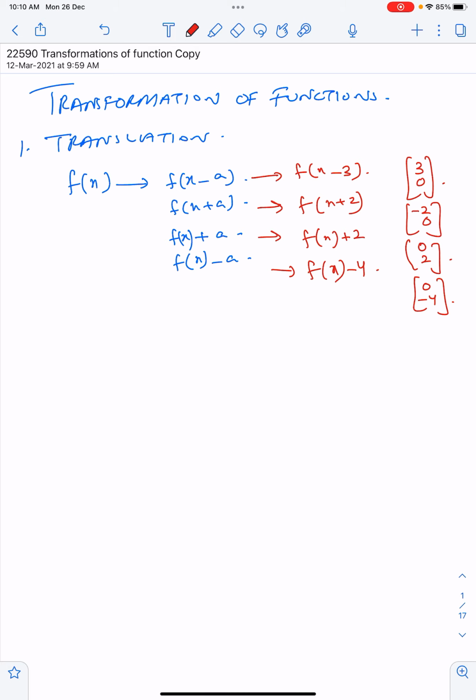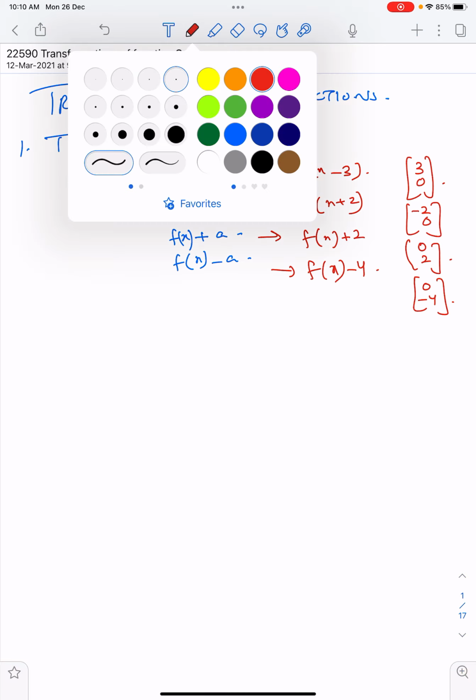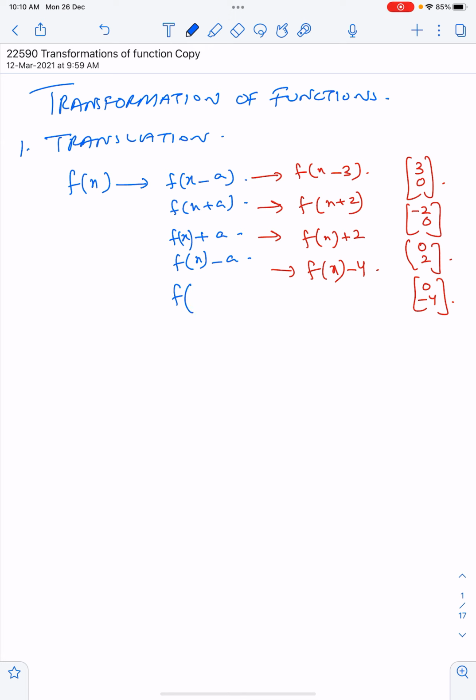If at the same time it is going horizontally plus vertically, it will be f of x minus a plus b. Let us take an example. If it has gone 3 units onto the right and 5 units down, the resulting equation is going to be f of x minus 3, minus 5.